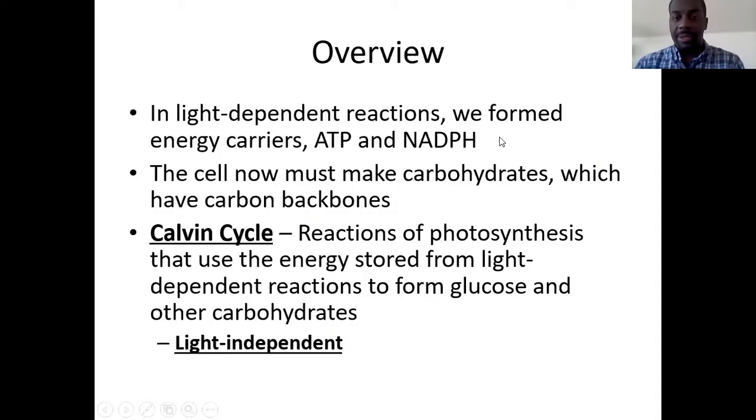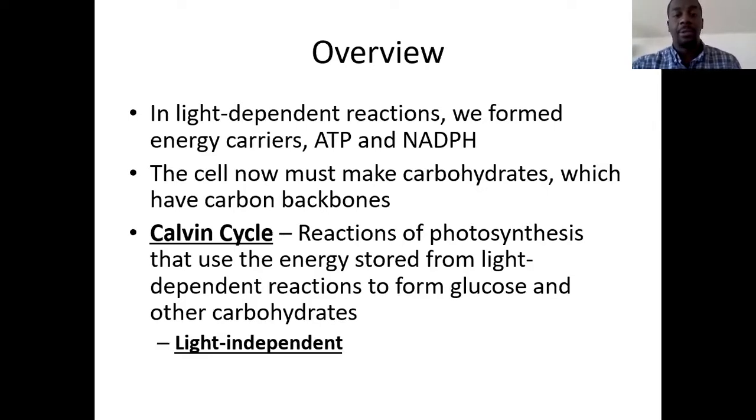So moving forward, now getting into the Calvin cycle. At this point, all we've done during the light dependent reactions is form ATP and NADPH. We haven't formed any glucose or anything that's going to be important for photosynthesis just yet. Those are going to act as our energy carriers for the Calvin cycle. So what we need to do at this point is start producing some carbohydrates. We need to start producing glucose.